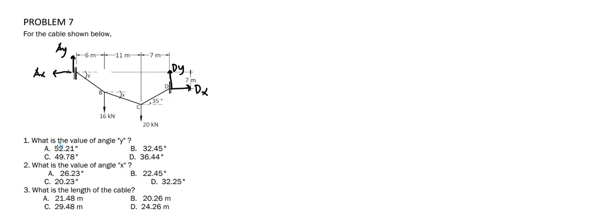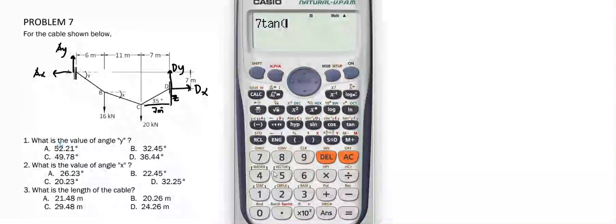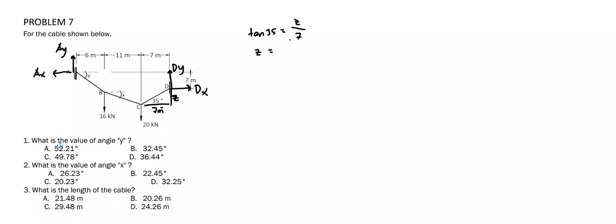this is 35 degrees, we can solve for D, this length of the cable, and its horizontal and vertical distance. Since we know that this is 7 meters, we can solve for this vertical component by using the tangent function. So tangent 35 is equal to, let's call this z, opposite z over adjacent equal to 7 meters. So z is equal to 7 tangent 35. That is equal to 4.9.